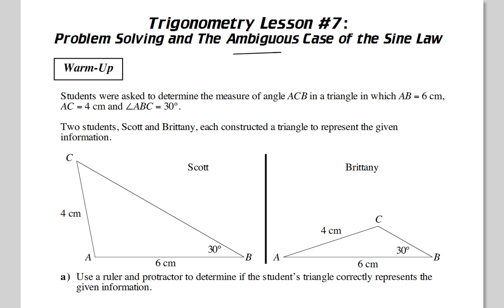So with the sine law, if they give you a certain information, you can end up being in an ambiguous situation, and you can end up being able to draw two different triangles from the given information.